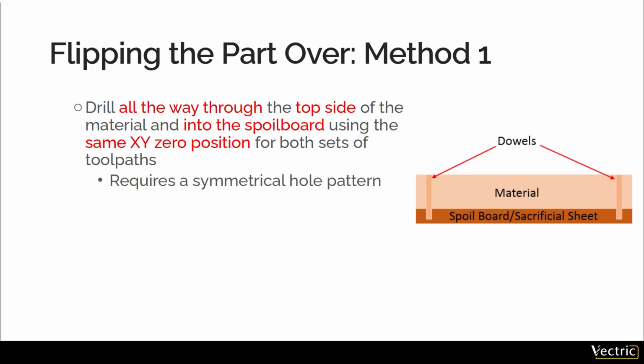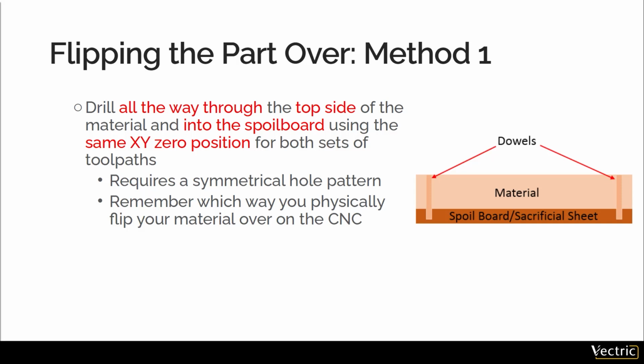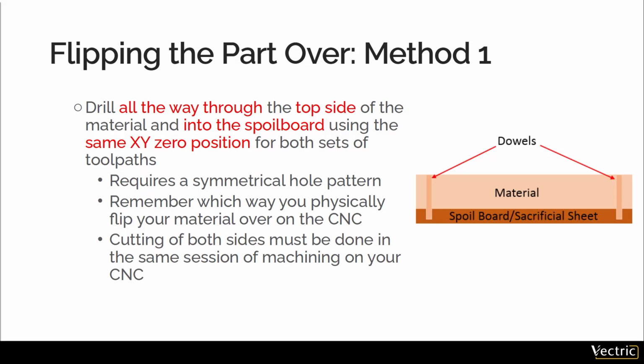If you're going to do that, you're going to need to have a symmetrical hole pattern so the positions are in the same location when you flip it over. You just need to remember which way you physically flip your material over on the CNC. And finally, you're also going to need to make sure that you cut both the top and the bottom sides in the same session of machining on your CNC.